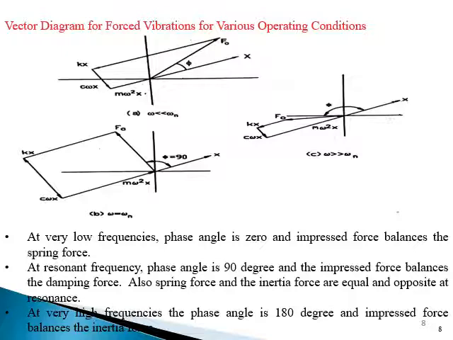Third case: when the system frequency omega is very high compared to the natural frequency, then phi becomes more than 90 degrees, and F0 will be balanced by the inertia force. At very high frequency the phase angle is almost 180 degrees, and the damping force becomes almost 0. The impressed force balances the inertia force. These are the three conditions of this force polygon diagram.